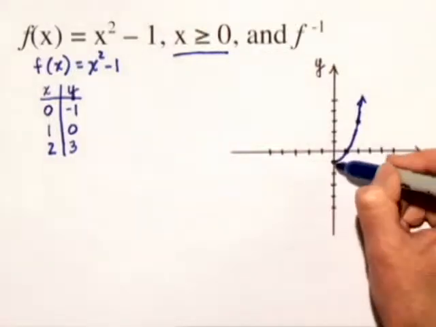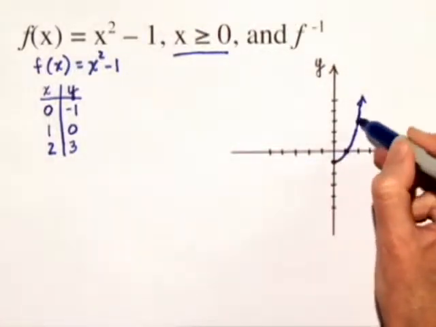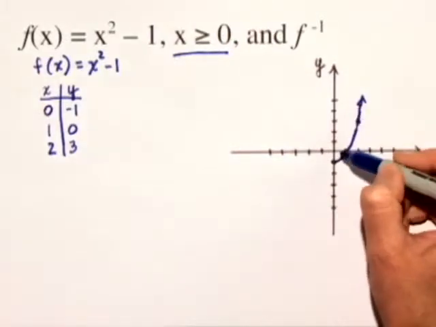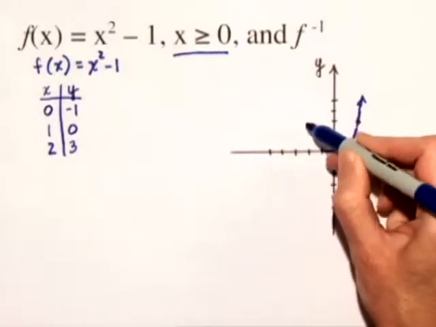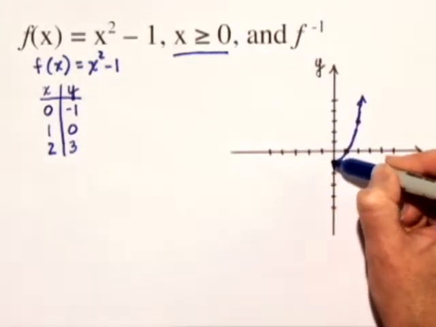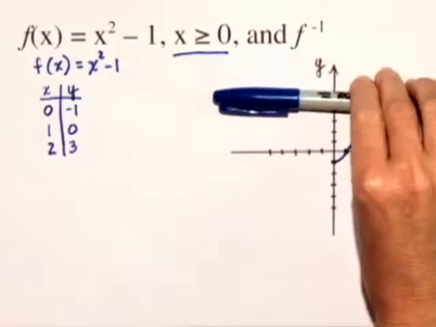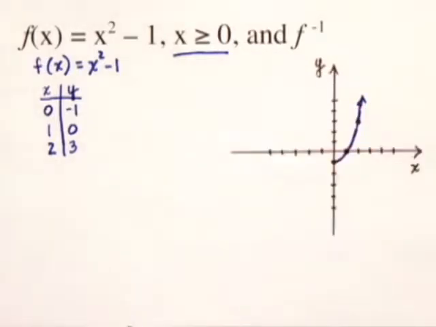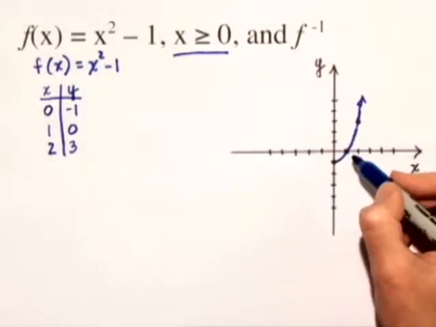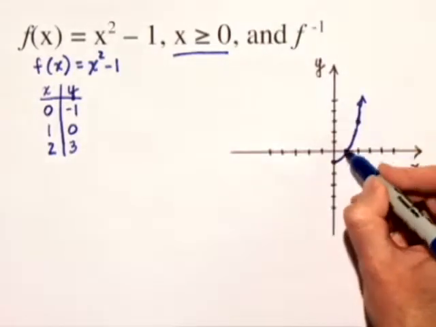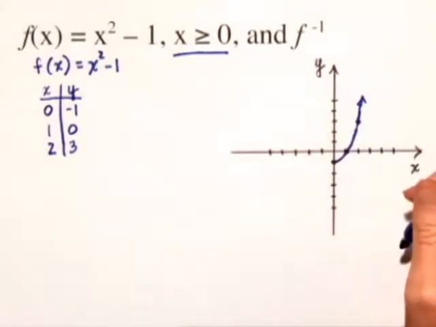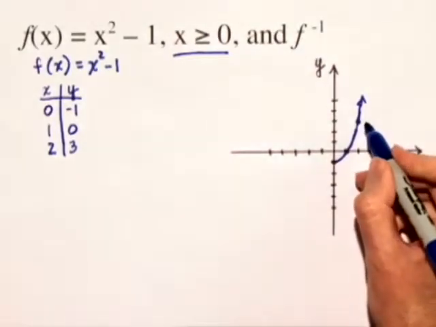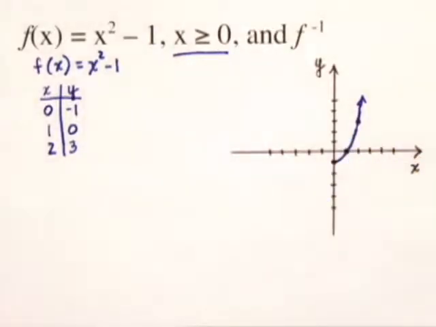The reason that I have this restriction that x has to be greater than or equal to 0 is that if I had the other half of the parabola drawn in here, then the function would not be 1-to-1. It wouldn't pass the horizontal line test and then it wouldn't have an inverse. But with the restriction that x has to be greater than or equal to 0, this function now not only passes the vertical line test, but also the horizontal line test, and this function will have an inverse.